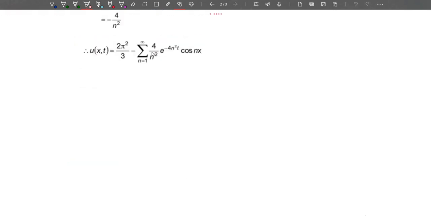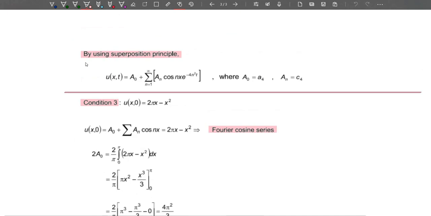We're going to apply the superposition principle. By using the superposition principle, we don't have to write for n equal to 1, 2, 3 until infinite anymore. We can conclude it in terms of summation. So u(x,t) equal to A naught, capital letter A naught. To make it easier, we write it in capital letter A naught instead of a4, a3, a1, etc. Plus summation n from 1 to infinity, A_n. c4 is A_n. Cos nx exponent negative 4n squared t.